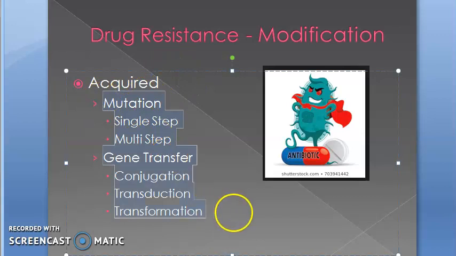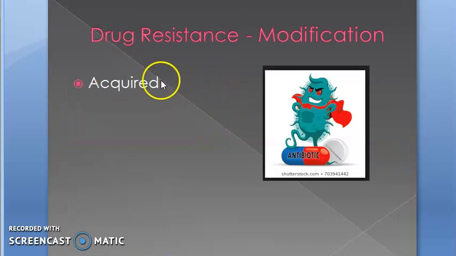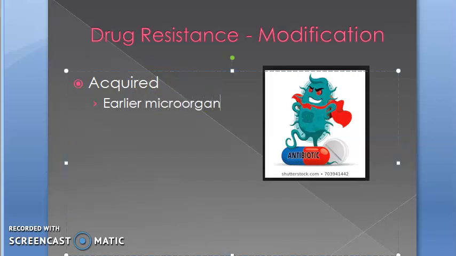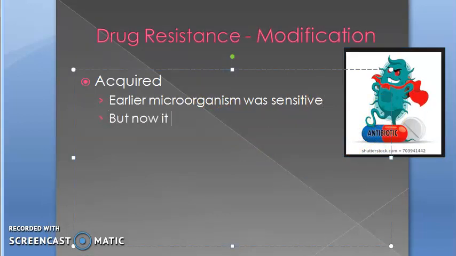Acquired means what? Earlier the microorganism was sensitive, but now it is not, to a particular antimicrobial agent. This is what is called the acquired drug resistance. This is the problem. This is a real problem.